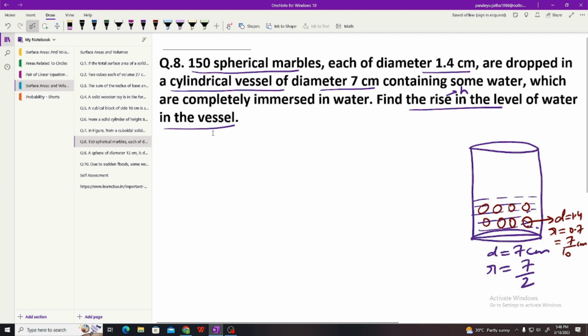So here we need to find, and you all know that when an object is dropped in a cylindrical vessel which is partially filled with water, then the level of the water will increase. If we drop some object in the container which is filled with water, then the level of water will increase, and we need to find this rise in water.